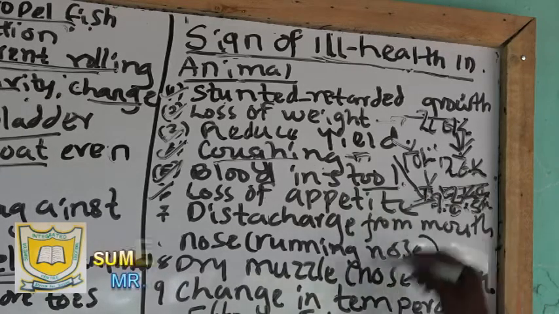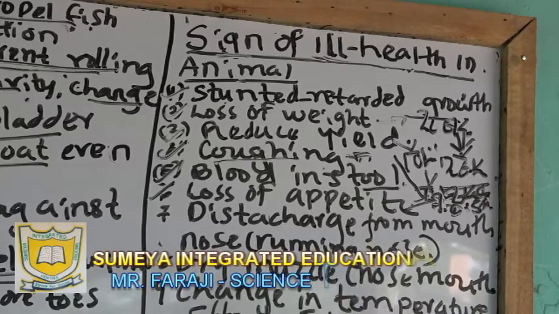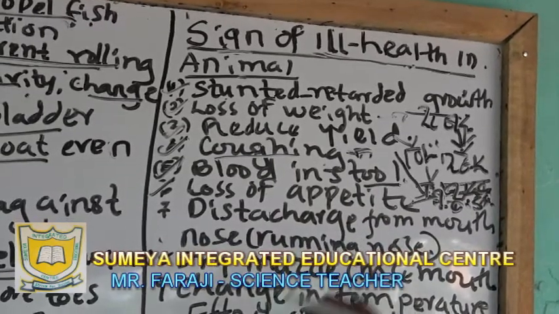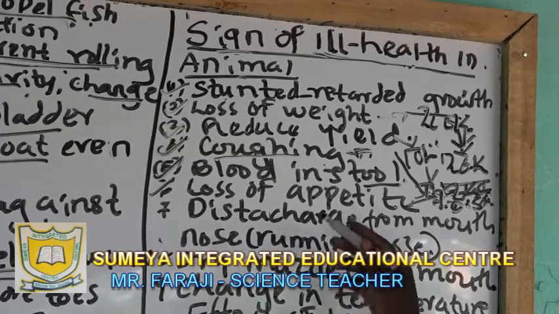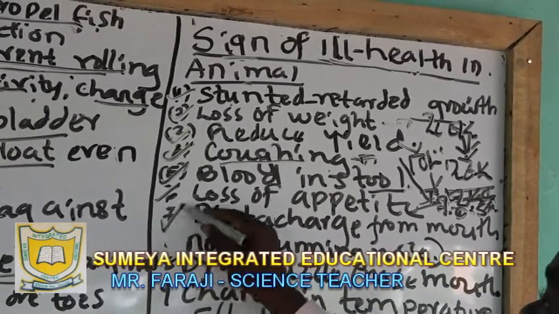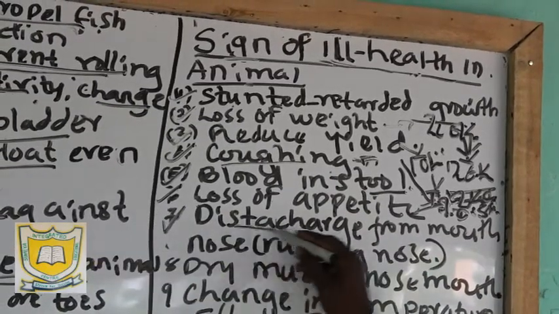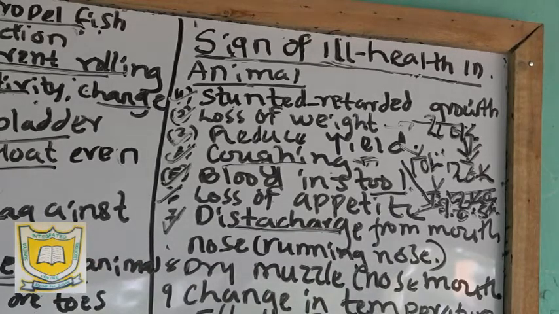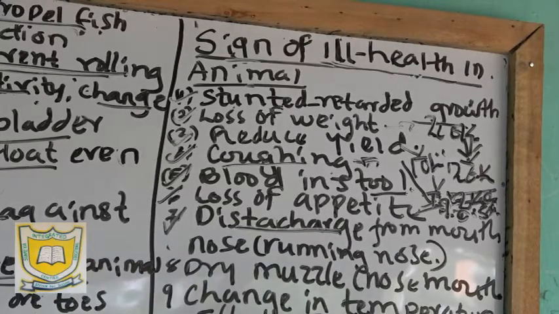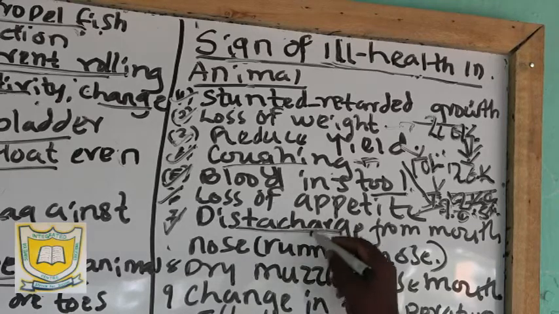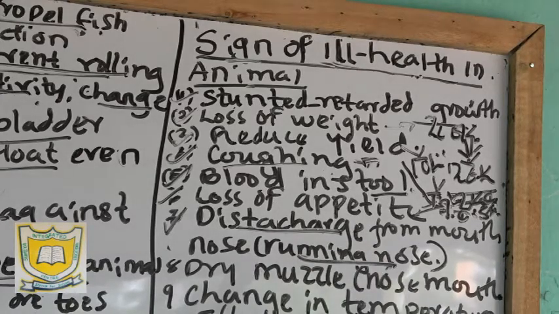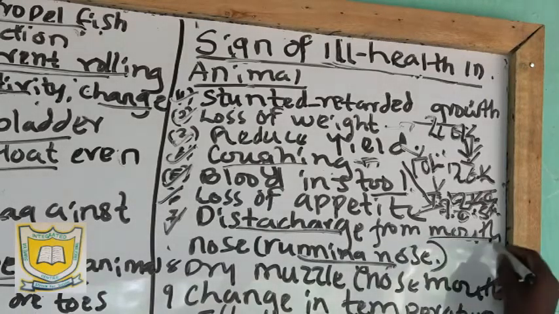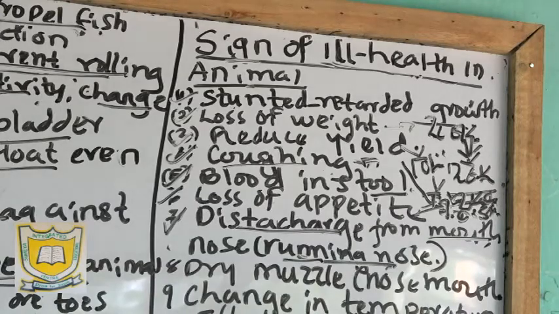Either the animal used to drink water, for example, maybe 10 liters of water per day, but now it is taking maybe 2 liters per day, that is a loss of appetite. Number seven, we talk of the discharge from the mouth and also the nose. When we talk of a running nose, this means this animal is producing so much liquid from its nose and also from its mouth. So that is what we call discharge from the nose and mouth.